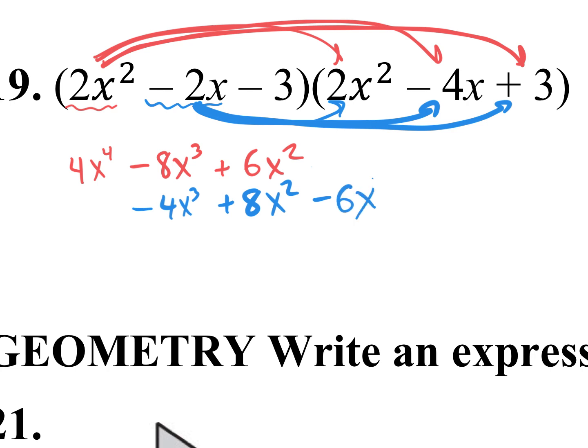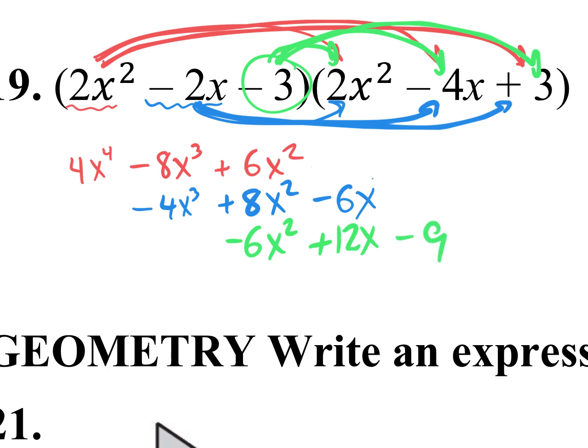Now let's distribute the final one, the minus 3. Minus 3 times 2x squared is a negative 6x squared. And notice that I'm writing it right underneath the other x squared terms. And then negative 3 times negative 4x, that's a positive 12 with an x. And notice that I wrote it right underneath the other x term. And then last but not least, negative 3 times positive 3, it's a negative 9. So when you stack them like this, it makes it a lot easier to get your final answer.